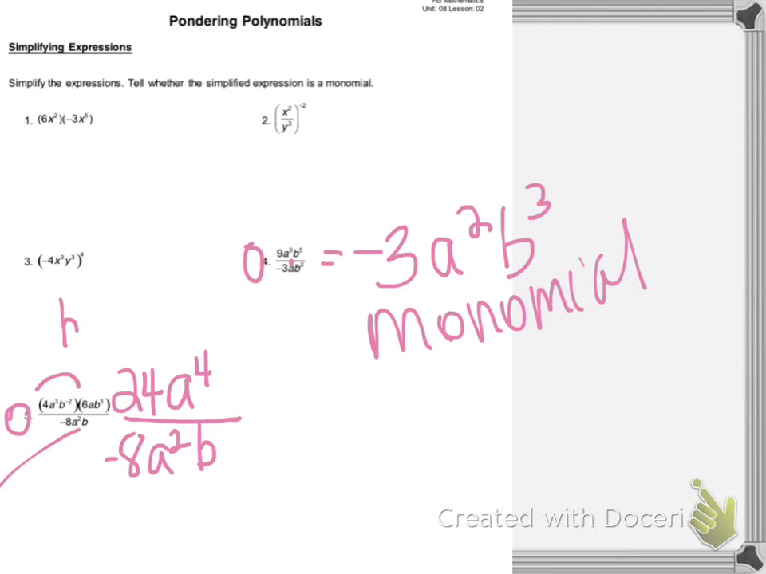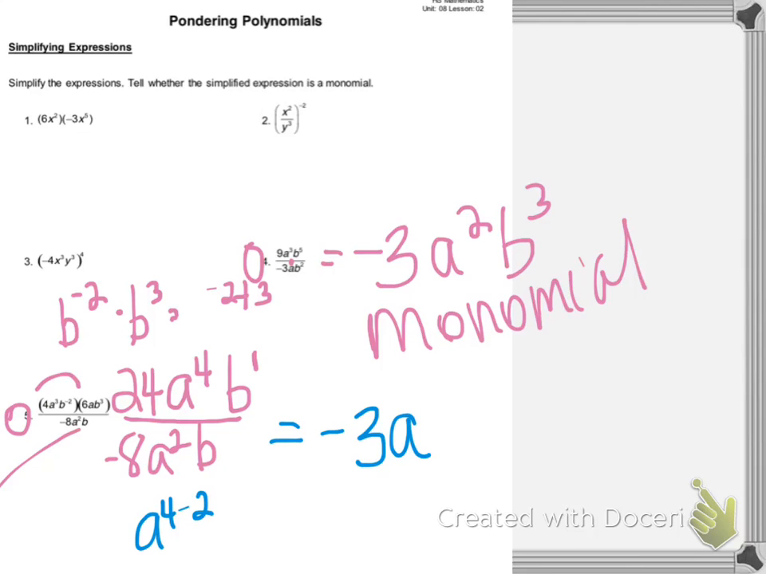And then I have b to the negative 2 times b to the third. So again, I'm going to take negative 2 plus 3. And that's going to give me just b to the first power. Now let's look at the next one. Now we're going to divide. So then we have 24 divided by negative 8, which is going to give me negative 3. We have a to the fourth divided by a to the second, so we're going to subtract those. And that's going to give me a squared.